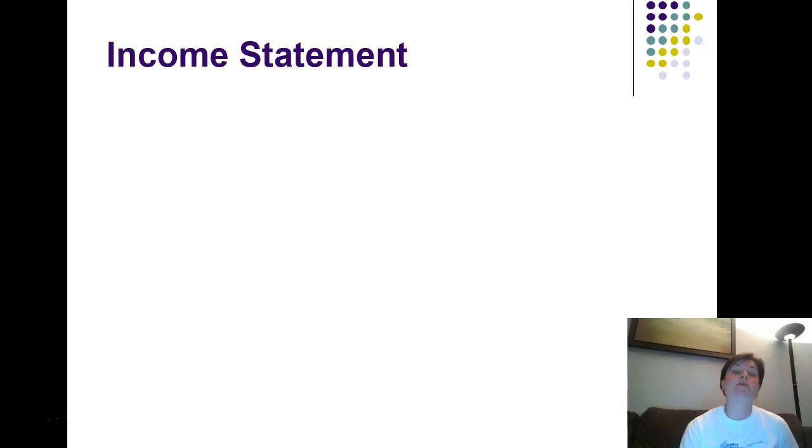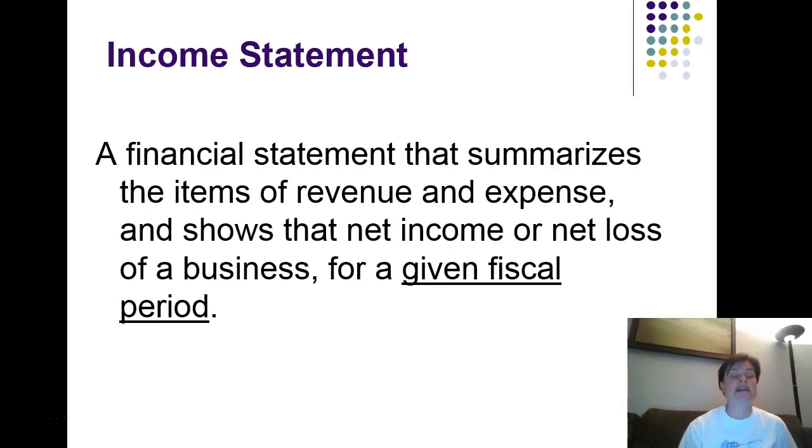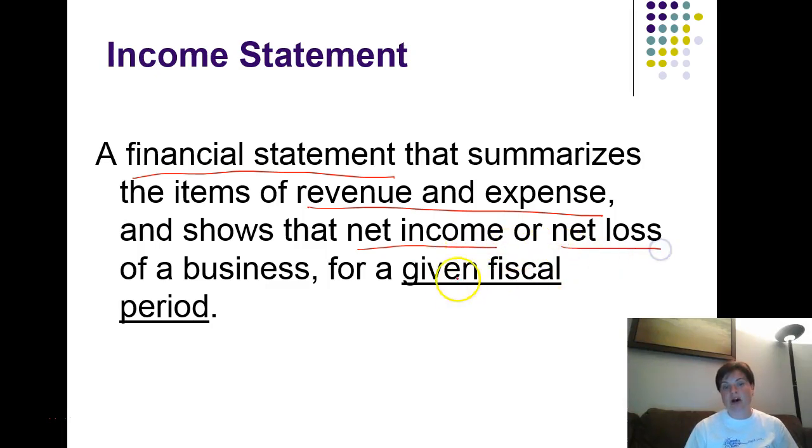So now we can prepare an income statement. So here's what an income statement is. It's another financial statement. So now we have a balance sheet, and now we're going to have an income statement. So it's a financial statement that summarizes the revenue and expenses and provides the net income, how much money the company made or how much money the company lost for a given fiscal period.